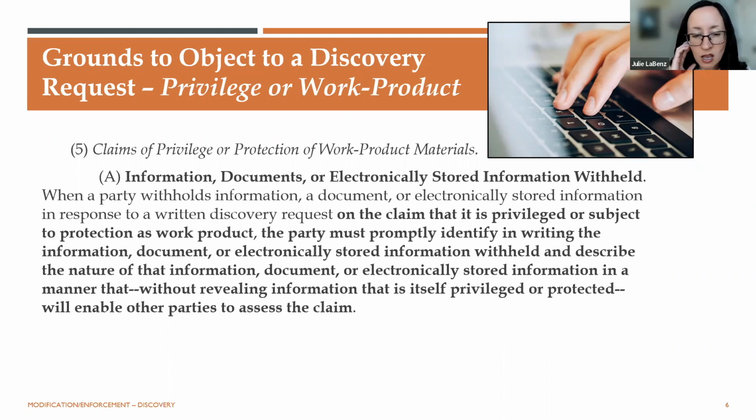work product. The party must promptly identify in writing the information, document, or electronically stored information withheld, and describe the nature of that information, document, or electronically stored information in a manner that, without revealing the information, shows that it is privileged or protected in order to enable the other parties to assess the claim. So again, if you're going to object under any of these objections, you need to justify your objection.